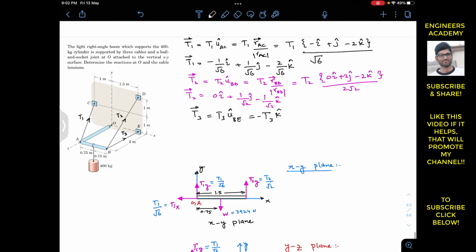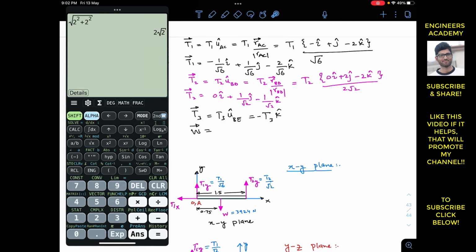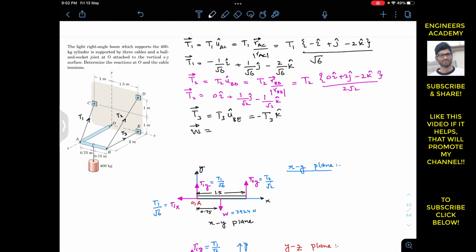And similarly, we can write the weight as a Cartesian vector. The weight vector is equal to, since this is the positive y, the weight is acting in the negative y, and the weight is 400 times 9.81. This gives us 3924, and it is acting in the negative j direction.